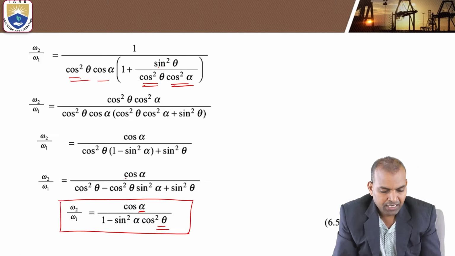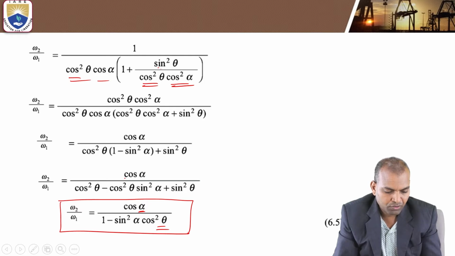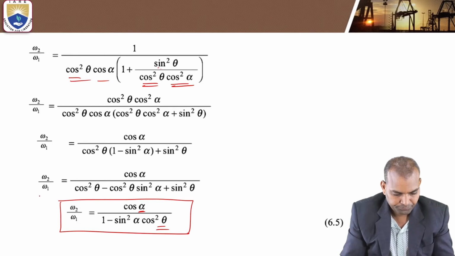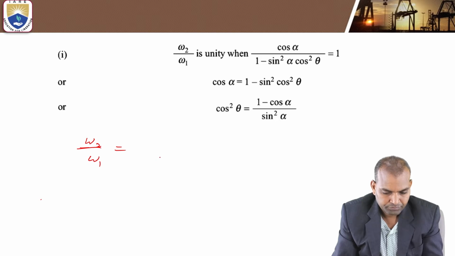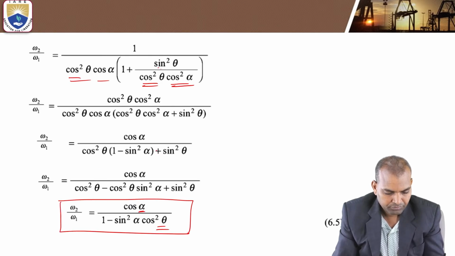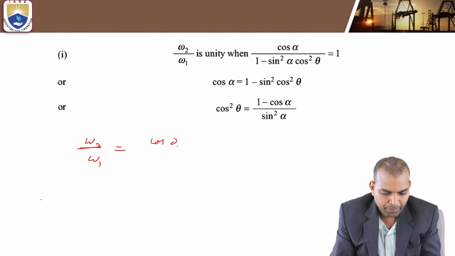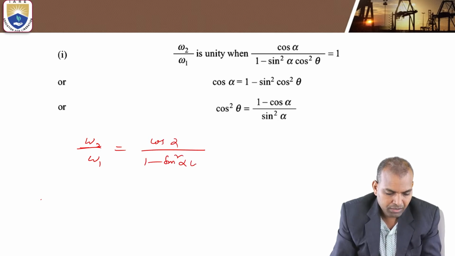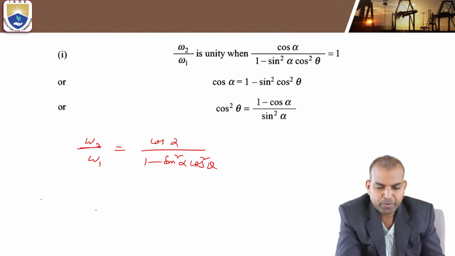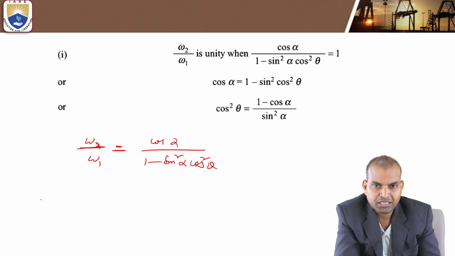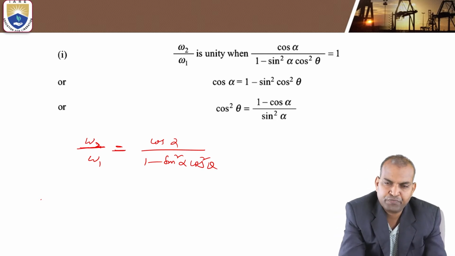Now the equation is omega 2 by omega 1 equal to cos alpha by 1 minus sin square alpha cos square theta. So when will the omega 2 by omega 1 ratio be the maximum? That means the input equals the output. There is no frictional loss.